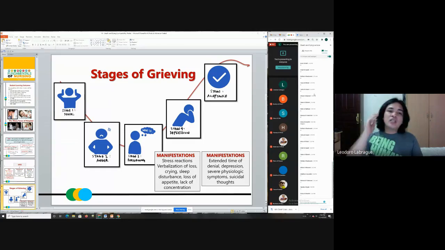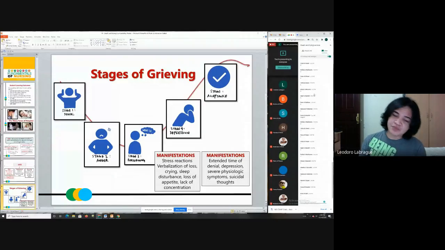Now, what are the different manifestations of the grieving process? Stress reaction, verbalization of loss. Crying is very, very normal. Sleep disturbance, you can't sleep, loss of appetite, you don't want to eat, lack of concentration, okay? And these are the mild reactions to loss. These are mild to moderate signs of the grieving process.